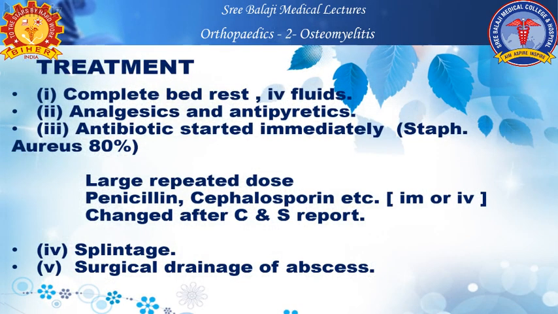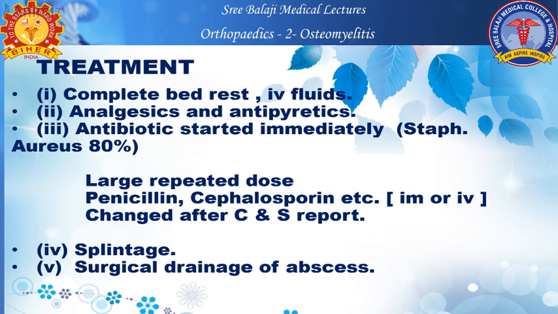Treatment of acute pyogenic osteomyelitis. Complete bed rest and IV fluids are started. These are important supportive measures, and analgesics and antibiotics are given. Usually broad-spectrum antibiotics are started immediately as soon as infection is diagnosed. And if there is pus and it is aspirated and the organism is isolated, then appropriate antibiotics are started, and high doses of antibiotics are given.